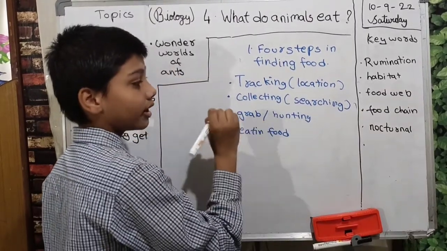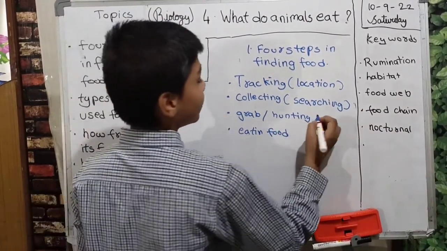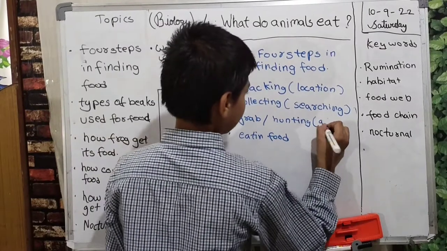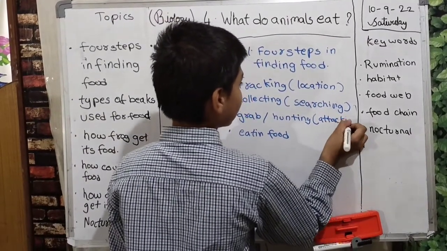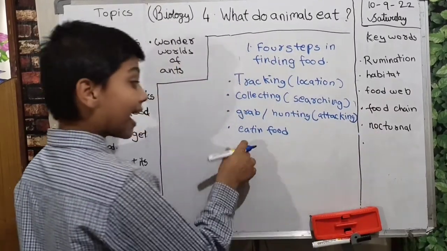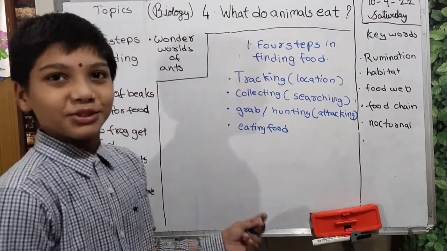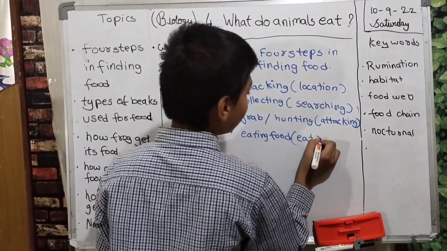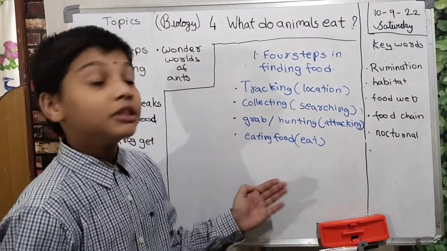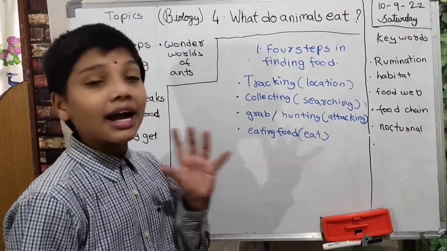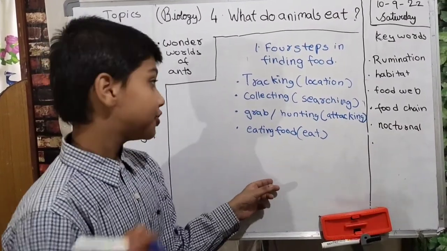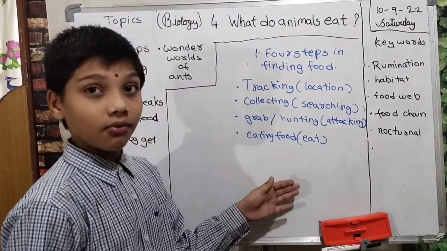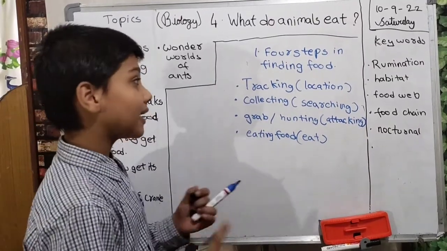And grabbing or hunting. By the word hunting, you can know what the meaning of grab is. That is attacking the food. Attacking. And now eating the food. Eating food, we all know, means that after hunting, we eat the food. By these four steps, all the animals will find their food, hunt their food and eat their food. So this is about the four steps in finding food. This is our first topic, and this topic is completed.